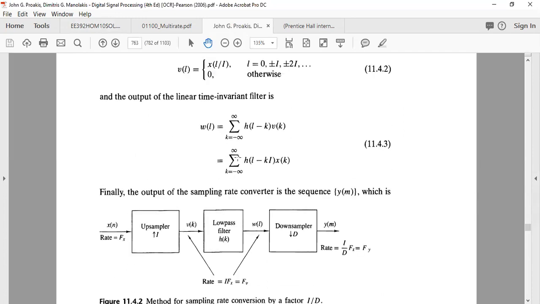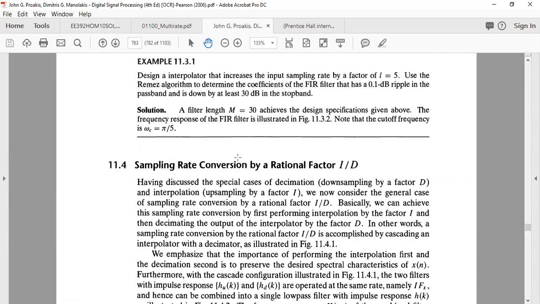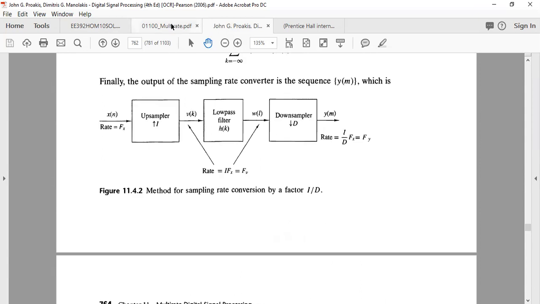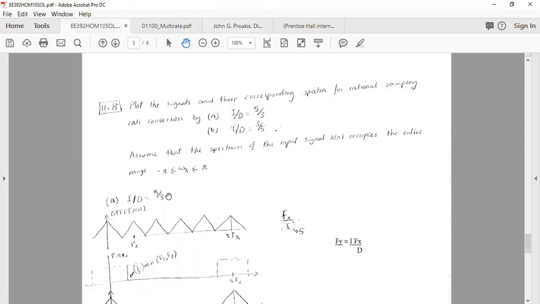Just in case you are still having trouble understanding this, please go to chapter 11 of your textbook and go down to section 11.4, where it will explain more about sampling rate conversion by a rational factor. Now let's continue with this question. That was basically about rational sampling. Rational sampling helps us to sample by a rational number apart from an integer value, right?